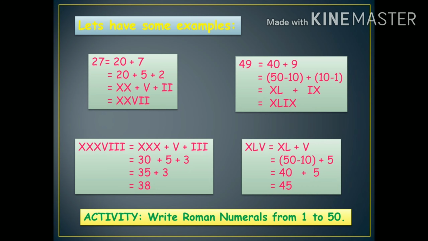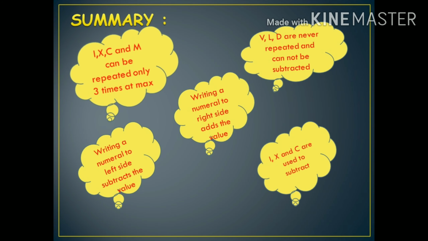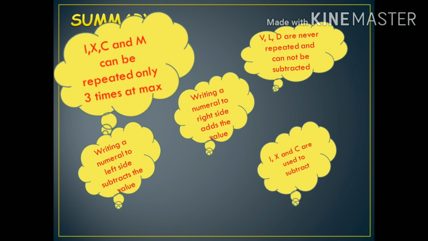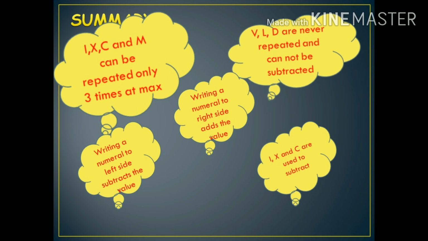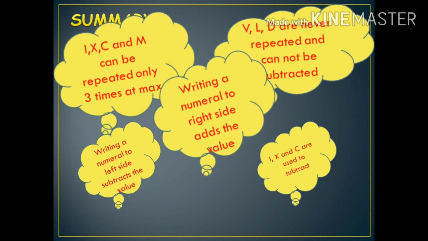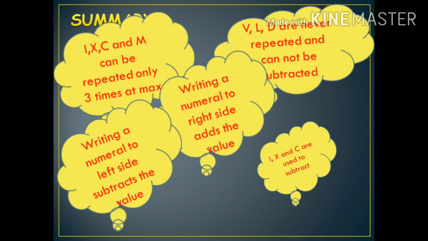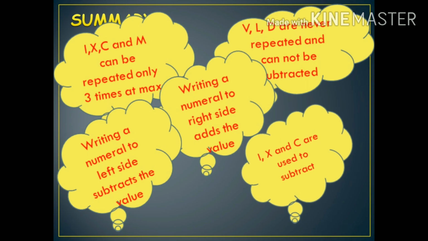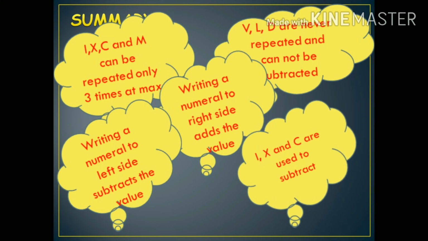Activity for you. Write Roman numerals from 1 to 50. Summary. I, X, C and M can be repeated only 3 times at max. V, L, D are never repeated and cannot be subtracted. Writing a numeral to the right side adds the value. Writing a numeral to the left side subtracts the value. I, X and C are used to subtract.